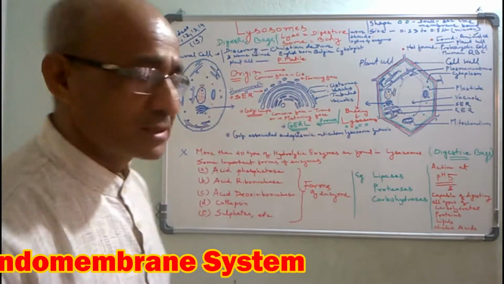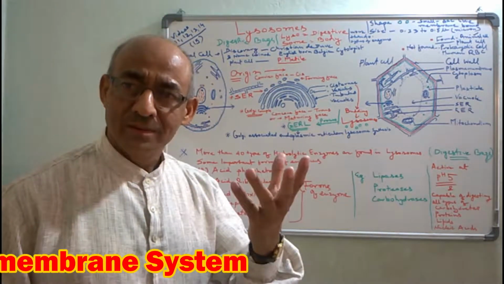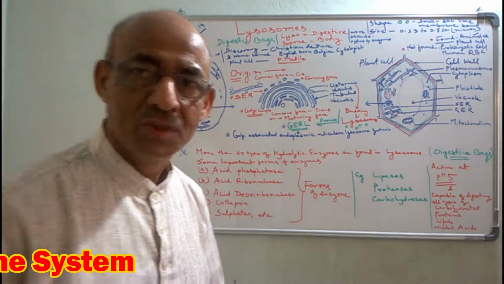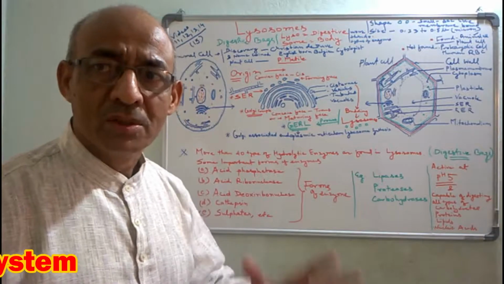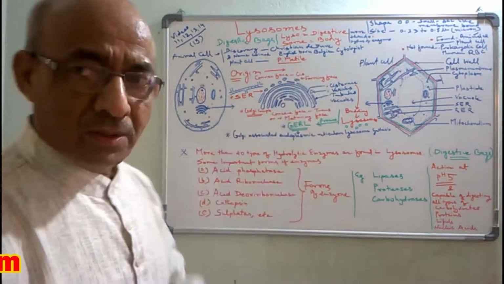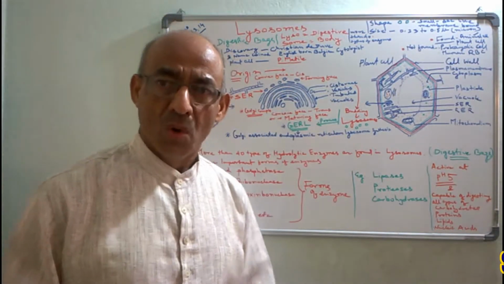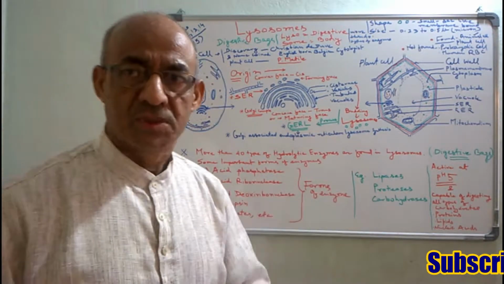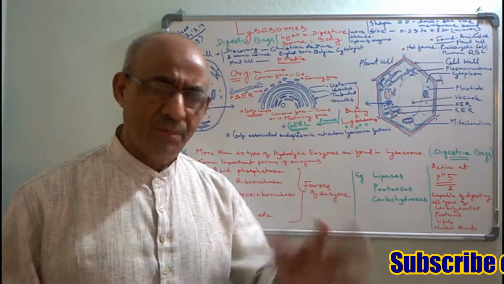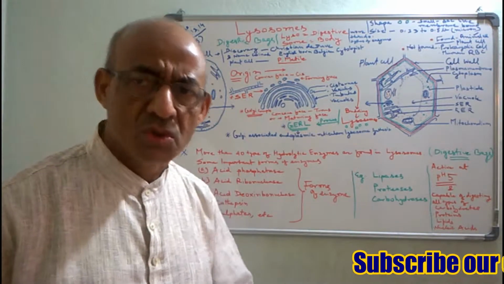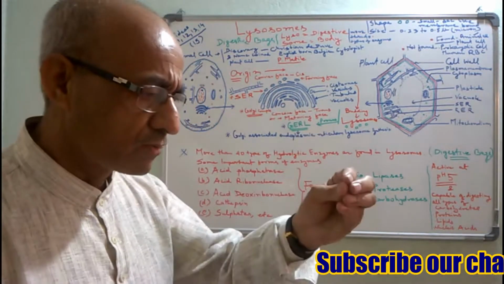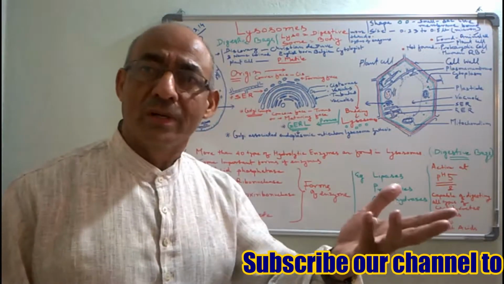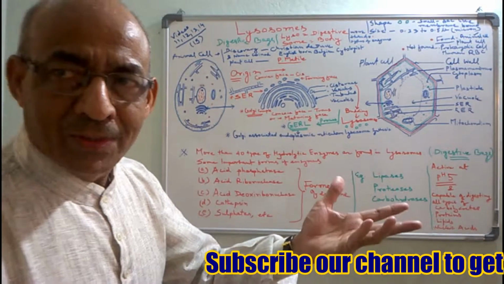This cell organelle is called the digestive bag. Why? What is the reason? Here we should know, because they contain more than 40 types of enzymes and are capable of digesting most types of materials found inside the cytoplasm. So they are called the digestive bag.